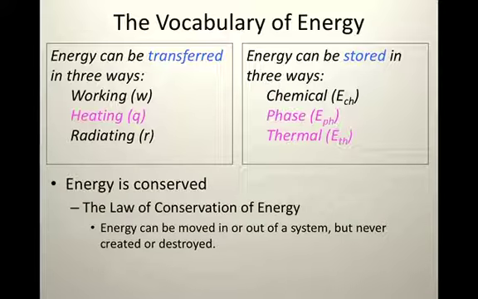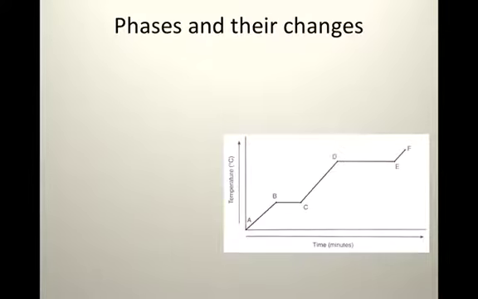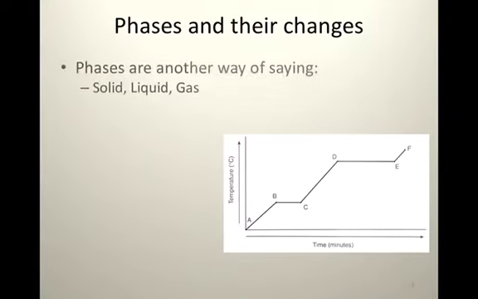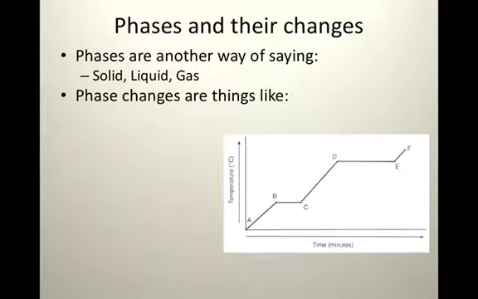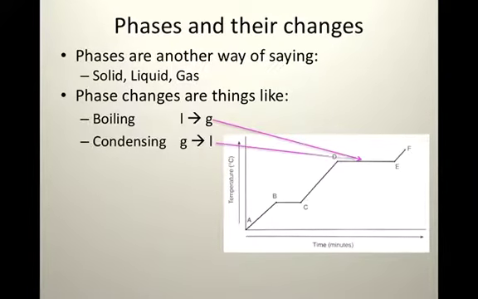And what makes our math easy here on these LOL charts is understanding that energy is always conserved. You can't create or destroy it. Whatever energy is in the system or put into the system is always somewhere. It'll be there and can always be accounted for. Okay? Now, phases are just another way of saying solid, liquid, and gas. And phase changes are boiling or condensing.